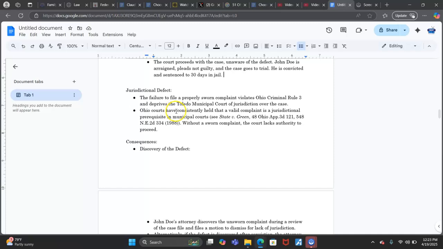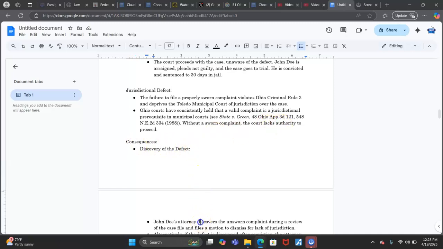Ohio courts have consistently held that a valid complaint is a jurisdictional prerequisite in municipal courts. Now, I'm not sure if this is a correct case citation, because I used software, so I'm not really sure. But this principle right here, this is 100% correct. Without a sworn complaint, the court lacks authority to proceed.